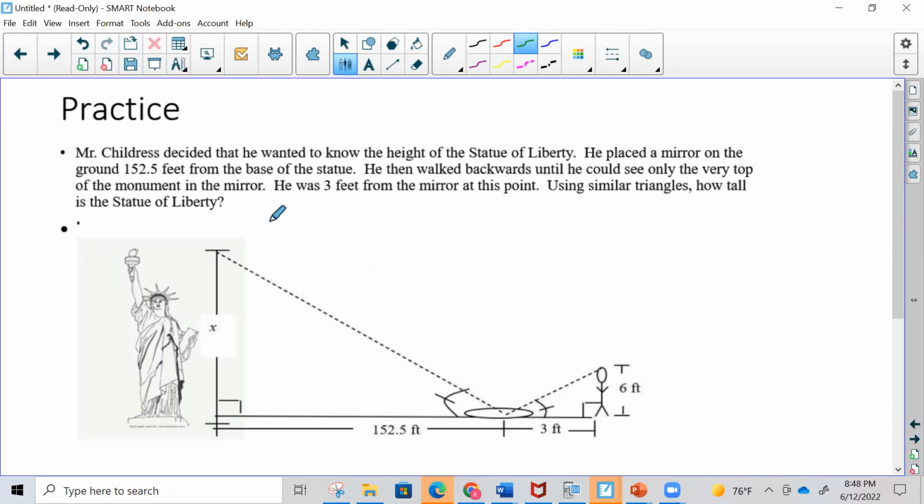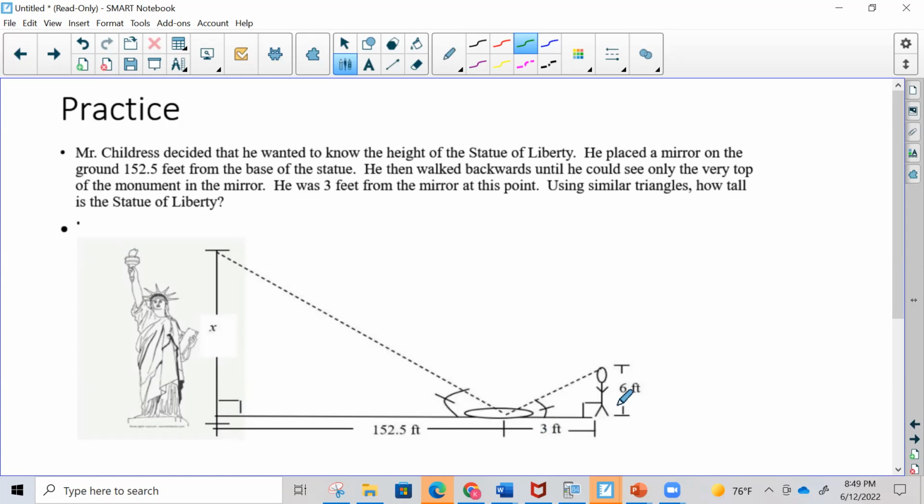It says Mr. Childress decided that he wanted to know the height of the Statue of Liberty. He placed a mirror on the ground 152.5 feet from the base of the statue. He then walked backwards until he could see only the very top of the monument in the mirror. He was 3 feet from the mirror at that point. Using similar triangles, how tall is the Statue of Liberty?